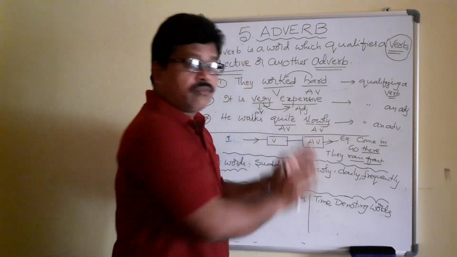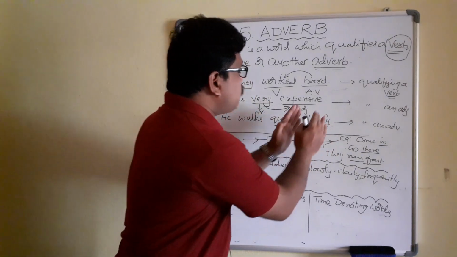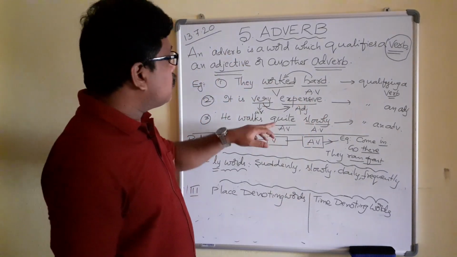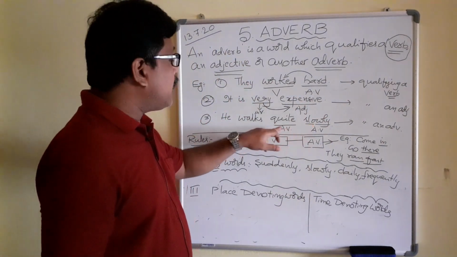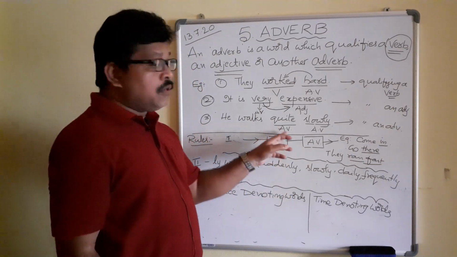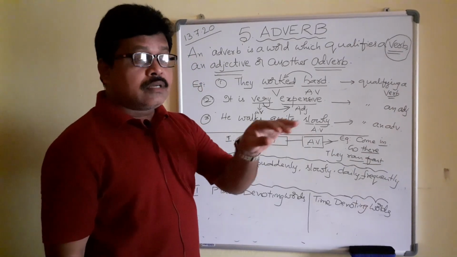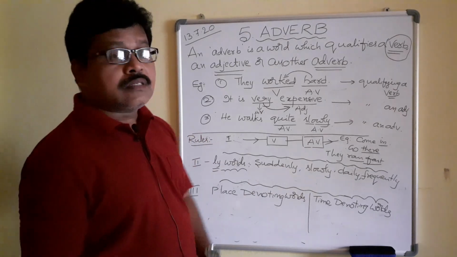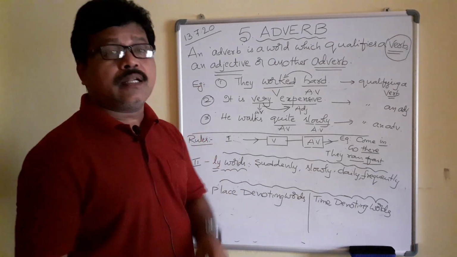So this is also an adverb. One adverb describes another adverb. Slowly is an adverb, quite is also an adverb. In this way, in one sentence, we can have two adverbs also. So in this way, an adverb does three functions. How many functions? Basically, three functions.